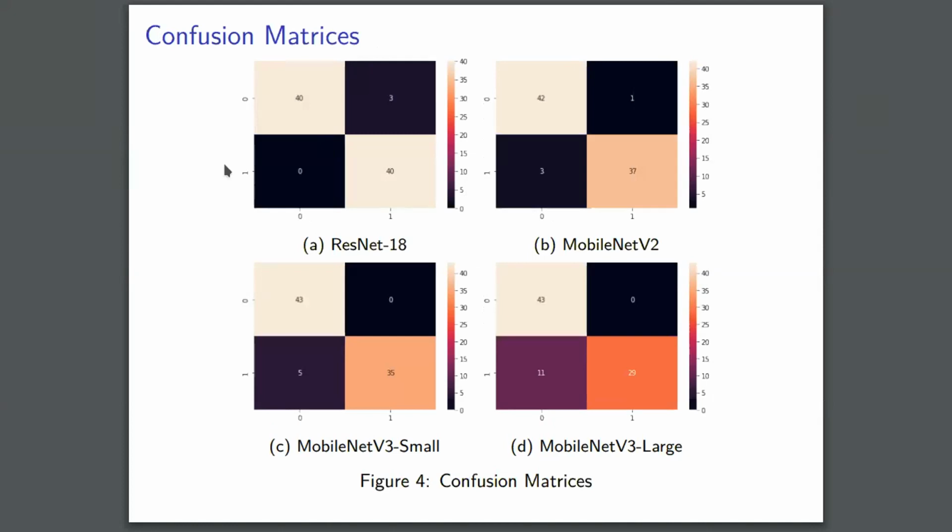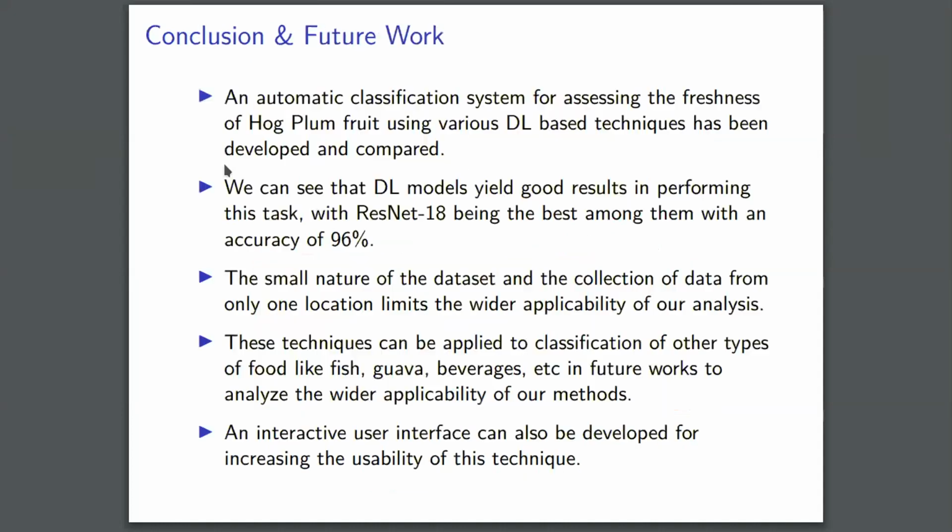Yes, I'll just summarize. As we can see, this is the confusion matrix. As I stated before, ResNet 18 makes more type 2 errors than type 1, and the other models make more type 1 than type 2. So this is basically the thing.